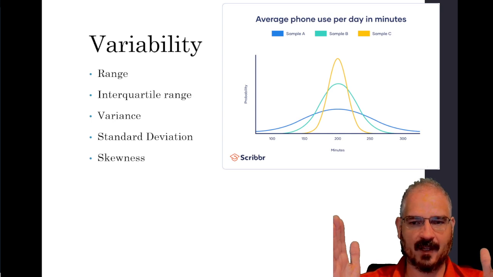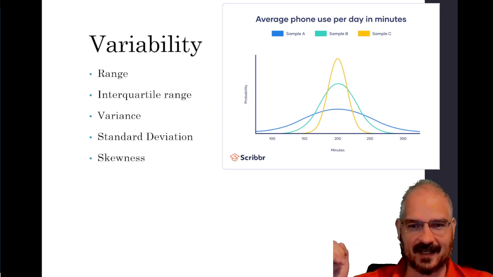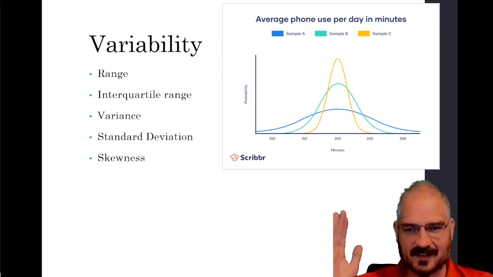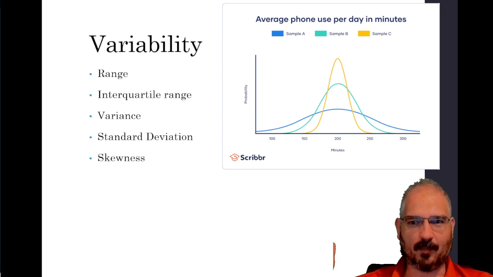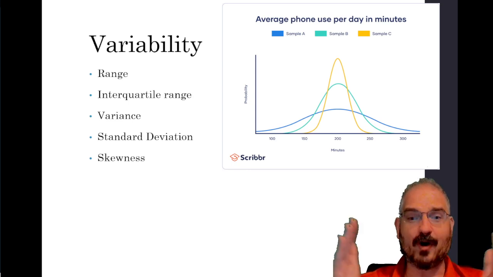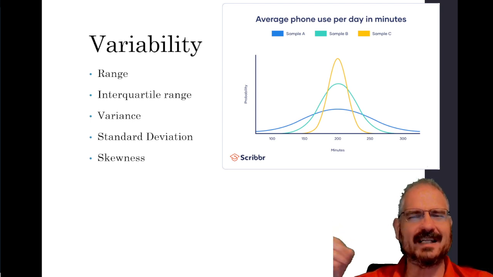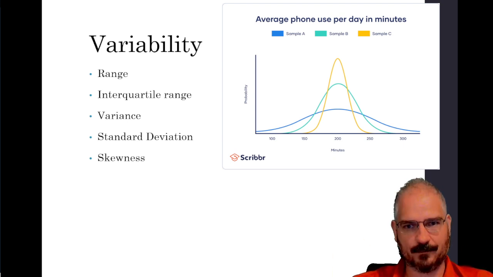Okay? Whereas with the green line, it seems like the minimum value is 75? The maximum value is 275. So if we reported the green line data, it might be we have a mean of 200 minutes, but a range of 200. Right? But that doesn't really give us that much more information.